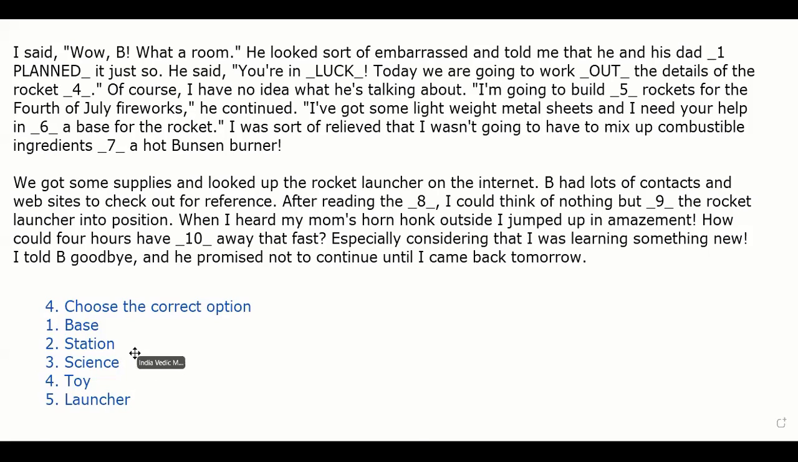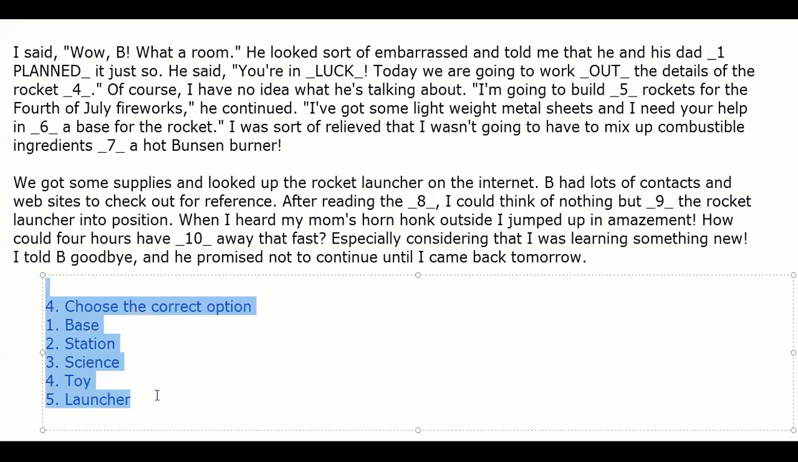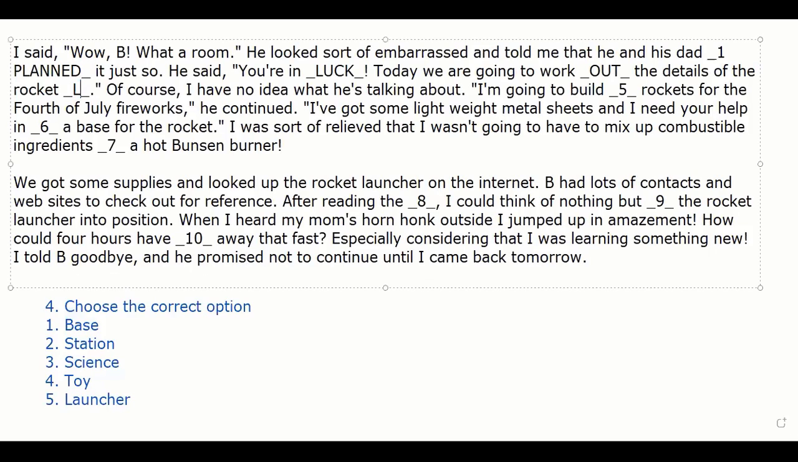They work out the details of the rocket launcher because already in the second paragraph we got some supply and looked up the rocket launcher on the internet. Second paragraph, about the rocket launcher on the internet. See, guys, this is what I want. Very good, Devender. Guys, it's all about your reference. It says second paragraph, first line: we got some supply, looked up the rocket launcher on the internet. Yes, very good. So launcher is correct. Good. Let's move on next. Launcher.